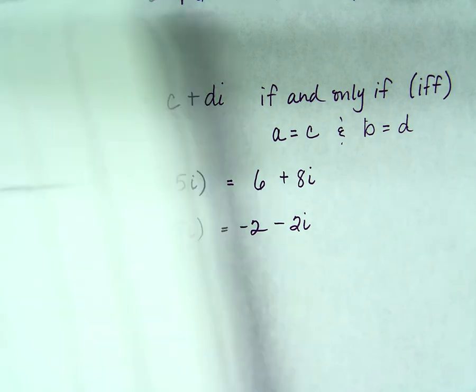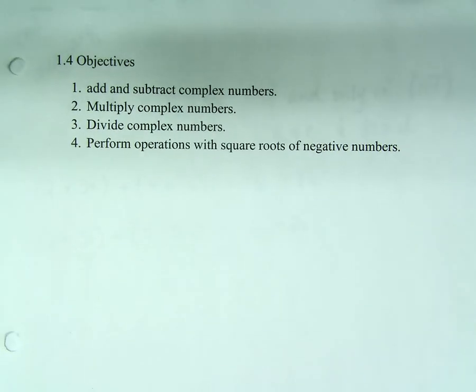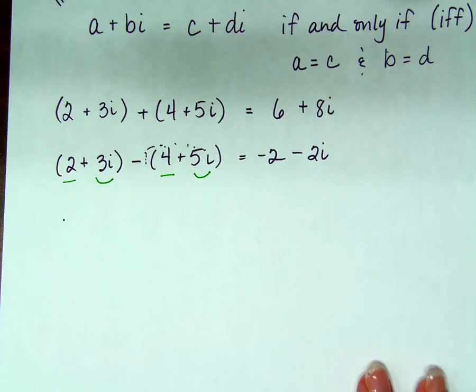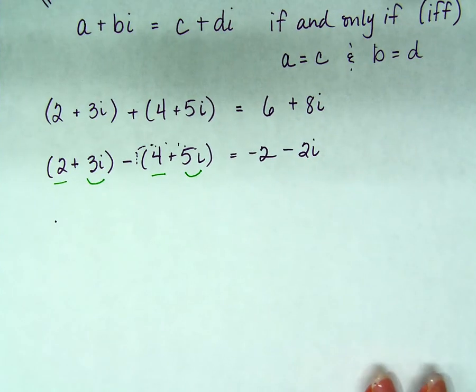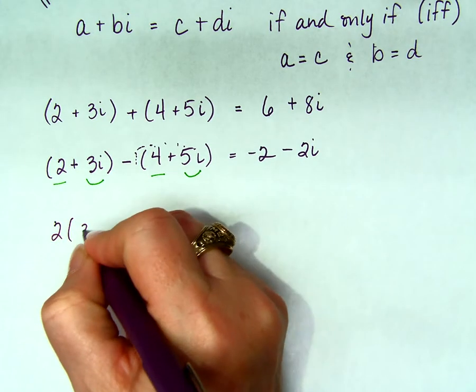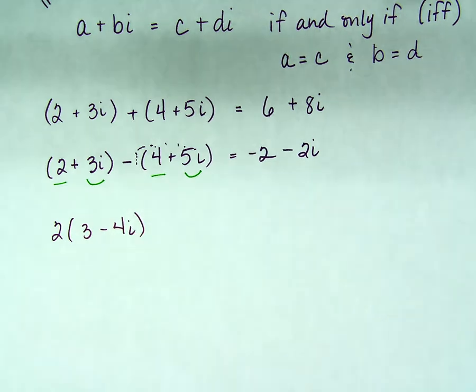The next one of our objectives is to be able to multiply complex numbers. Okay. Yes, I need you to be able to multiply a complex number times a complex number, but I also need you to be able to multiply a scalar by a complex number. For instance, 2 times 3 minus 4i.